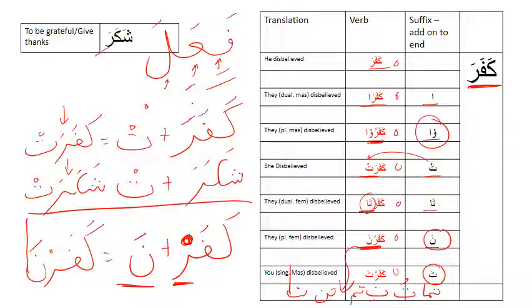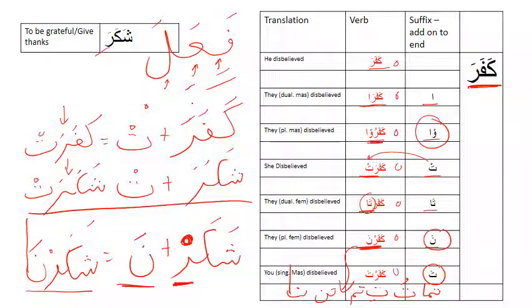And same thing with shakara, you put a sukun on the last letter of the root, the lam letter: shakar, and then na. So it would become shakarna, we were grateful. So it's not very hard, it's very easy, and that is why I would like you to fill in the table in the next slide.